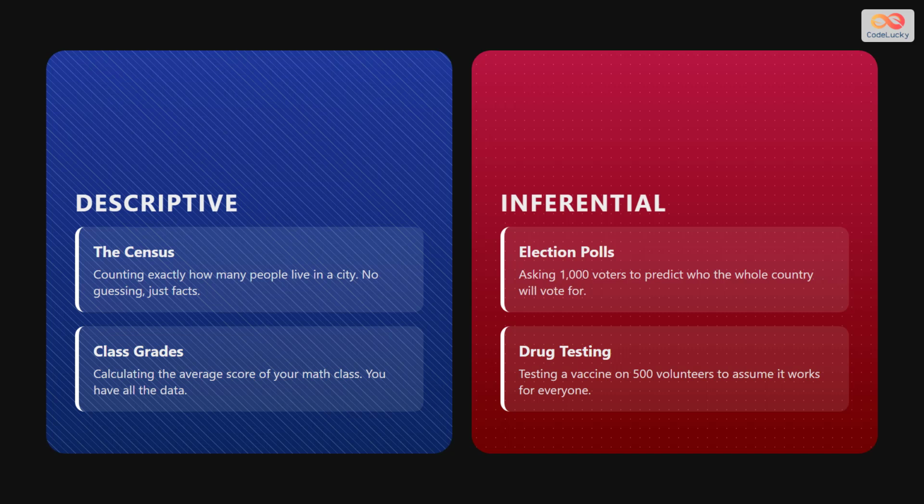Let's apply this to the real world. A census is descriptive because it counts everyone exactly. Calculating your own class grades is descriptive because you have all the scores. On the other hand, election polls are inferential because they ask a few thousand people to predict the winner for millions. Drug testing is also inferential. We test a medicine on a few hundred people to prove it is safe for everyone.